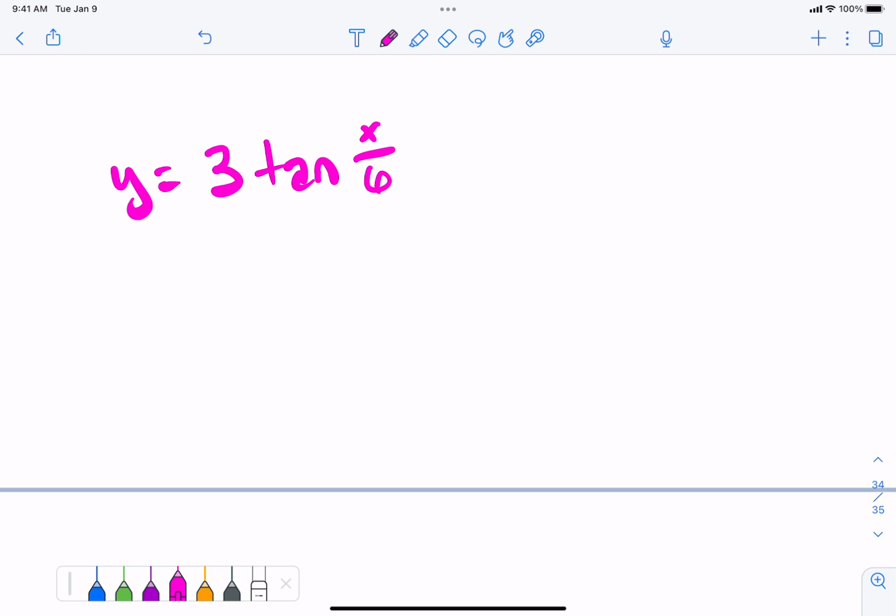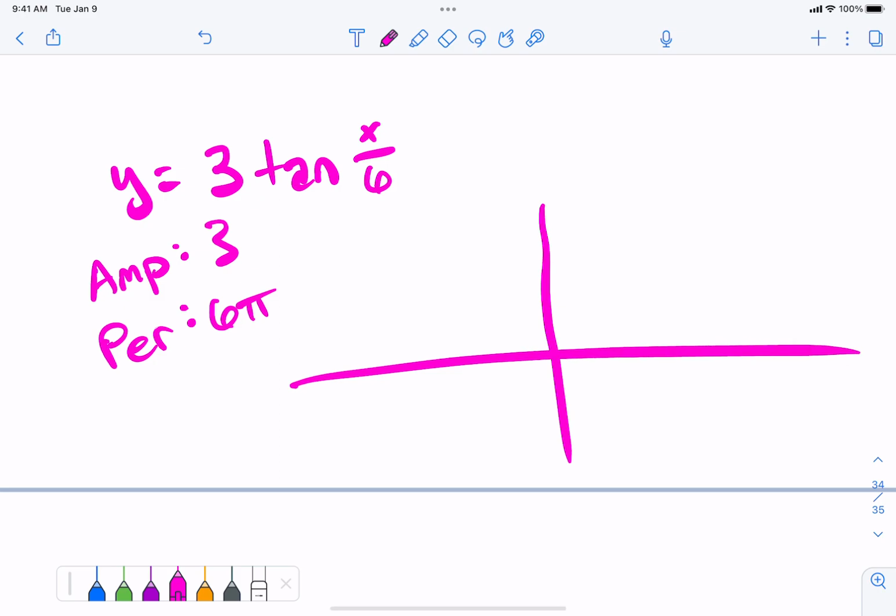Did you label your amplitude really fast? Well, that's a 3, so we can mark at 3. If you need to, write out amplitude and period. Amplitude's 3. What's the period? 6 pi, right?